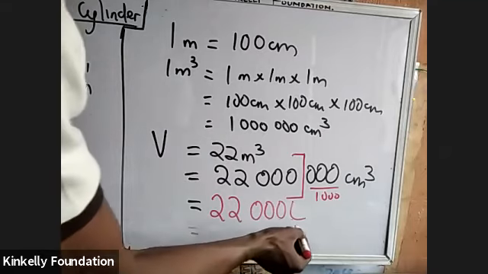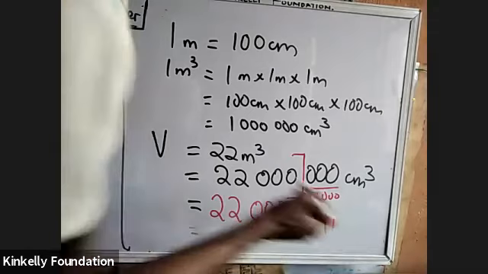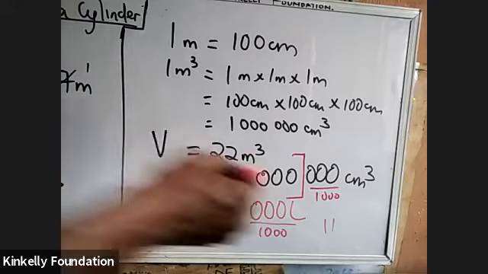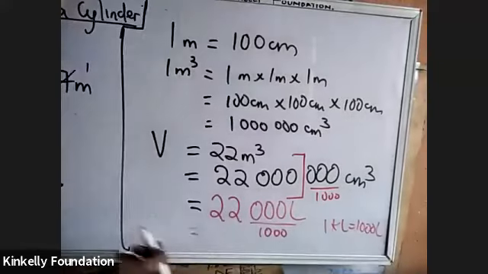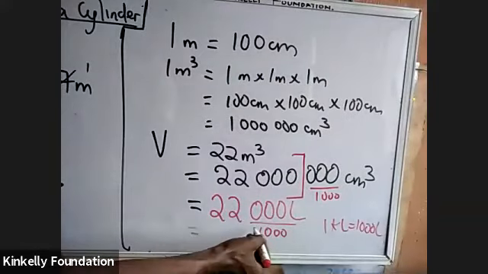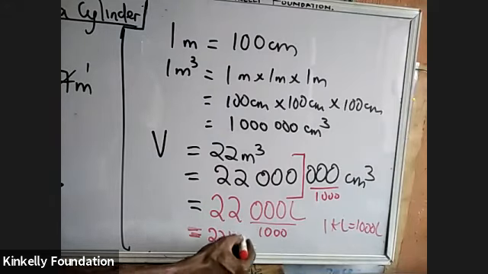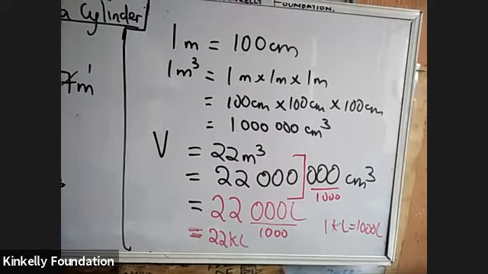Now in kiloliters, you're also going to divide this by 1000 because 1 kilo, 1000 liters is the same as 1 kiloliter. So 1 kiloliter is equal to 1000 liters. Now, this one will be taken care of. So what we now have finally is 22 kiloliters. So we're transferring from what to what?